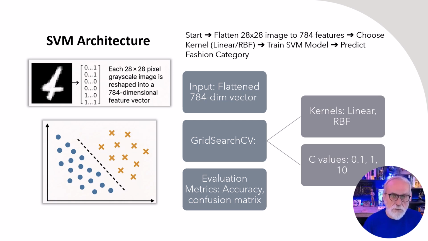Each 28 by 28 pixel grayscale image is reshaped into a 784 dimensional feature vector. GridSearchCV was used to optimize two hyperparameters, the kernel function, linear or RBF, and the regularization parameter C. So we can describe the architecture as: start, flatten the image, 28 by 28 image to 784 features, choose the kernel, linear or RBF, then train the SVM model and predict the fashion category.